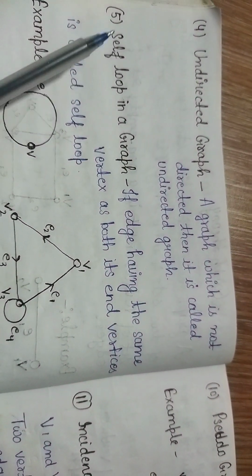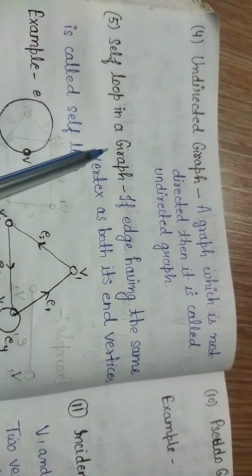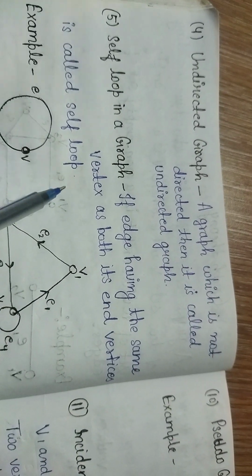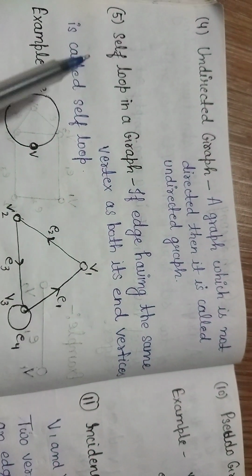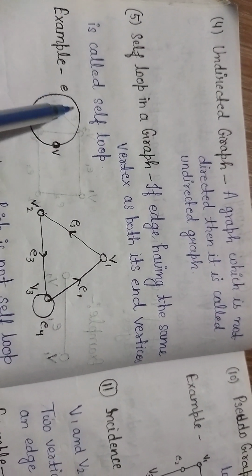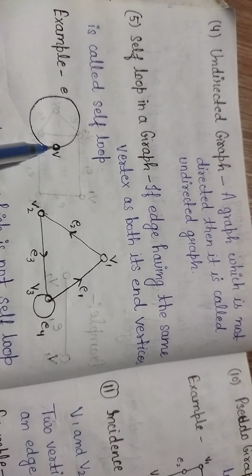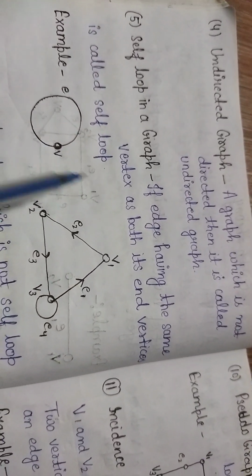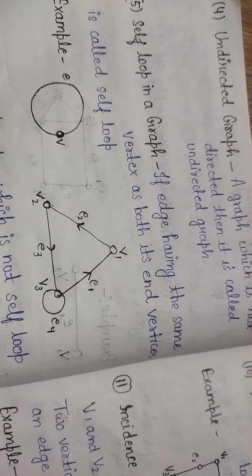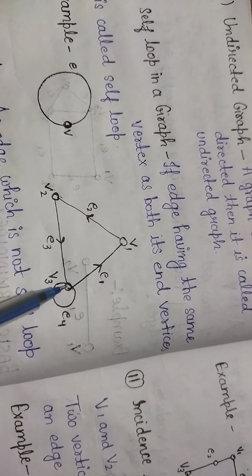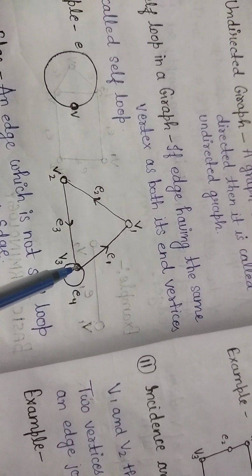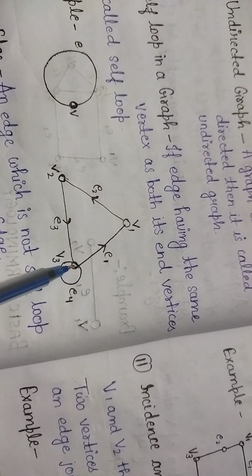Now the fifth one is the self loop in a graph. If an edge has the same vertex as both of its end vertices, it is called a self loop. Suppose a vertex starts and comes to the same point, so that is called the self loop in a graph. Here the triangle is given with vertices V1, V2, V3. Here the loop which starts from V3 comes to the same point. This is called the self loop in a graph.